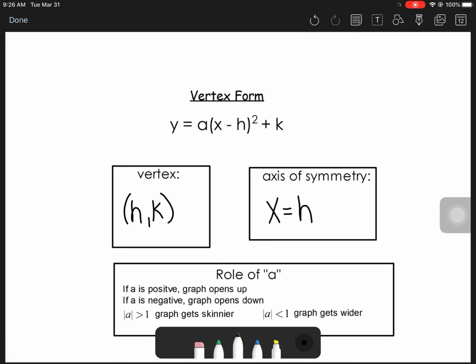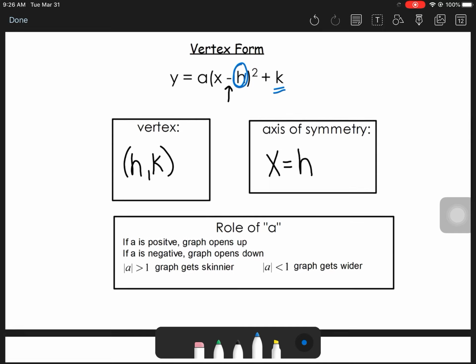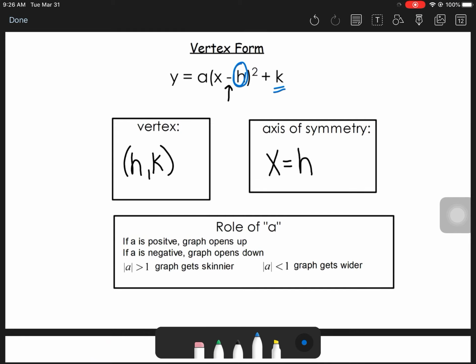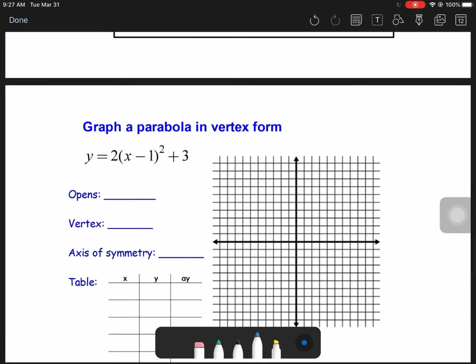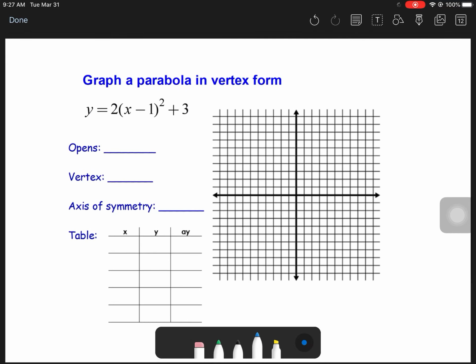Now notice in the formula that there is a minus sign. So that means when you find your h value, it's going to be the opposite of what you see in the equation, but the k value will be exactly the way it is. Our a value, our leading coefficient, still has the same purposes. It tells us whether the graph opens up or down, and it also tells us whether the graph is narrower or wider. So let's take a look at our first problem.